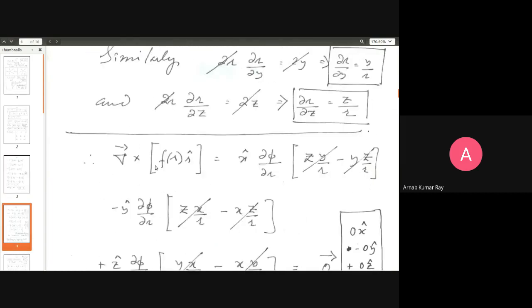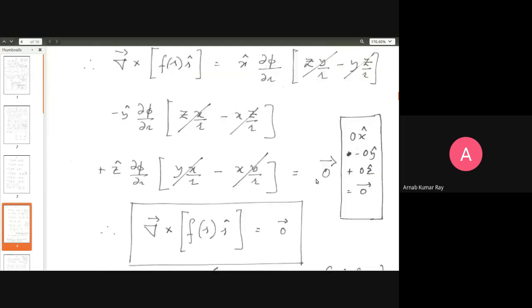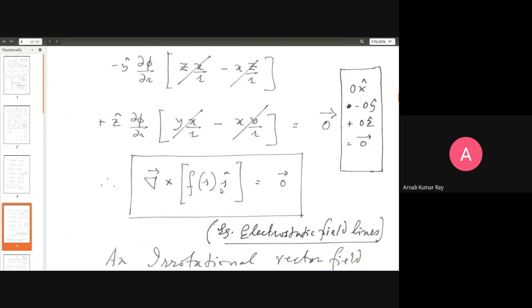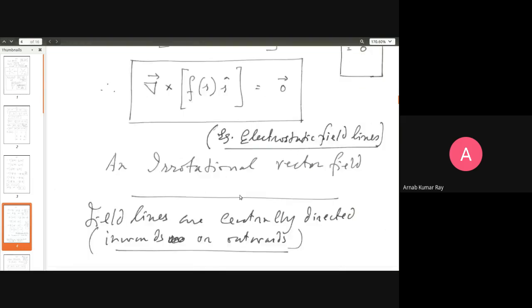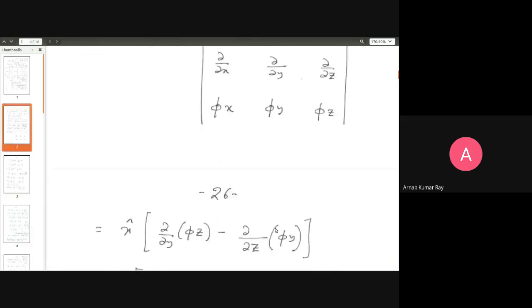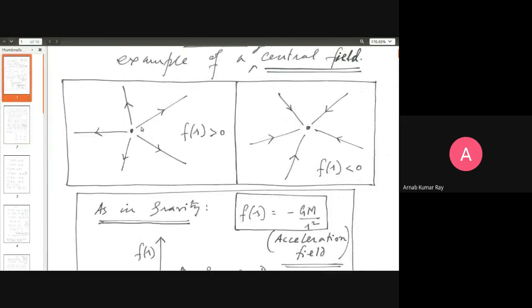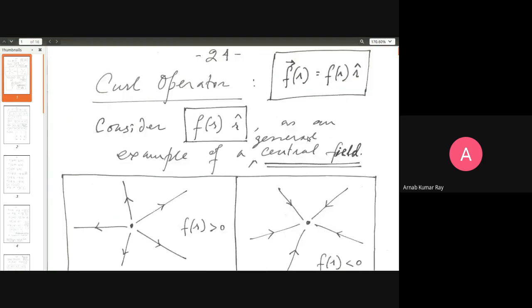So identically, curl of f r is going to cancel, and you'll have a zero vector, 0 x cap minus 0 y cap plus 0 z cap, is a zero vector. So curl of f r r cap is equal to vector 0 as it happens. In the case of an electrostatic field, this is known as an irrotational vector field. Field lines are centrally directed inwards or outwards. Irrotational, that's the last point I'm taking up, as in these lines are just going straight out or straight in. They are not rotating or going round and round. So that's why it's irrotational.